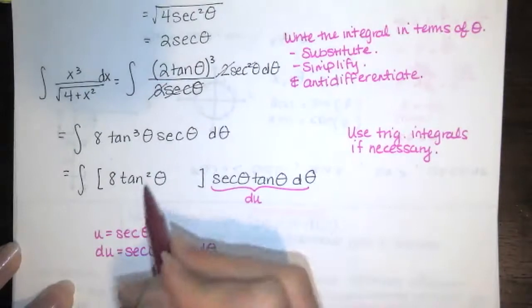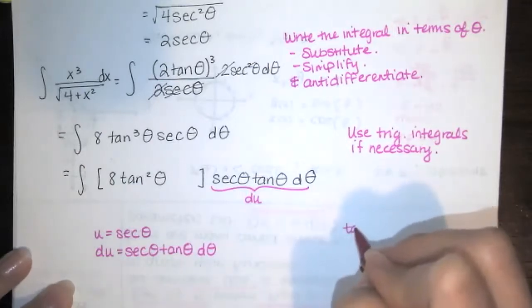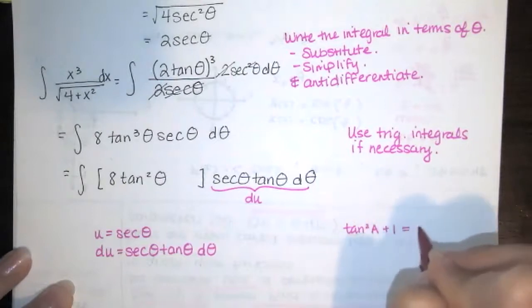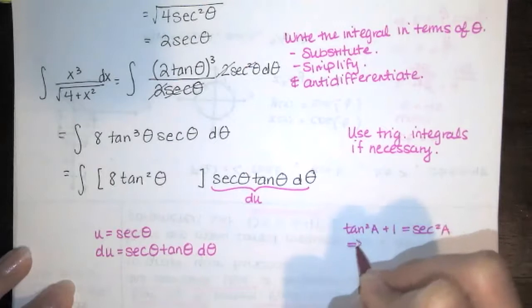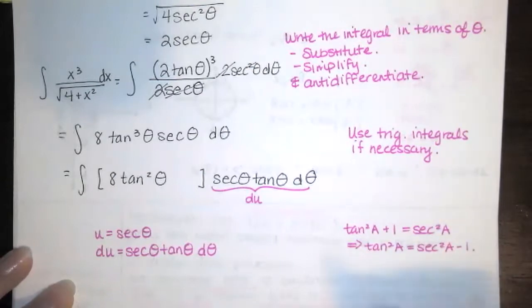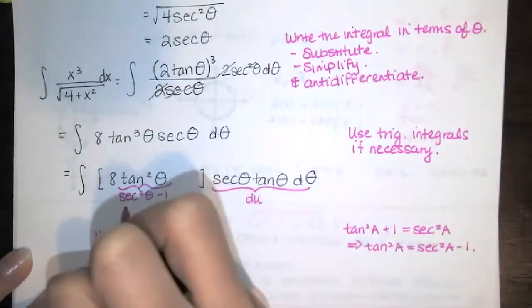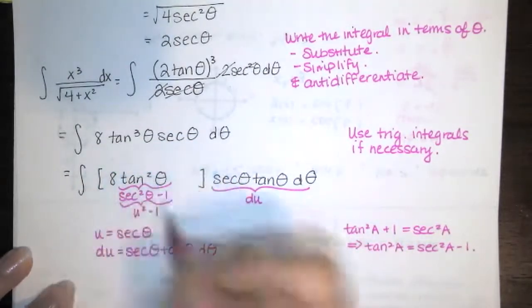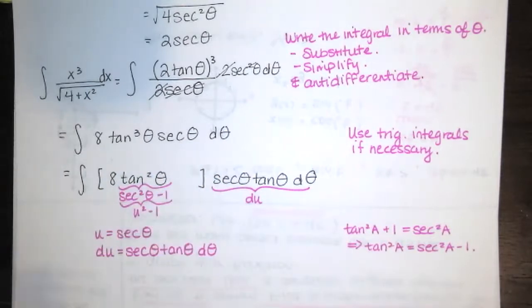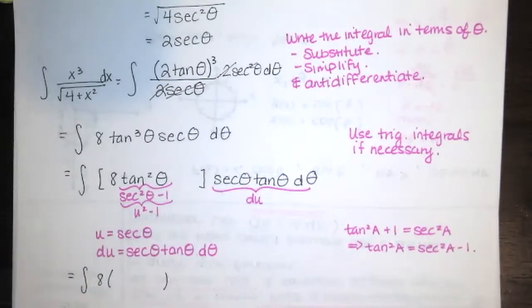Well, it's tangent squared, which is not in terms of secant yet, but I do know a relationship between tangent and secant. We've got this Pythagorean identity. It tells us that tangent squared plus 1 is equal to secant squared. So that means that tangent squared must be equal to secant squared minus 1. So this is actually secant squared of theta minus 1. And if u is secant, that's u squared minus 1. So this integral becomes 8 times the integral of the function u squared minus 1.